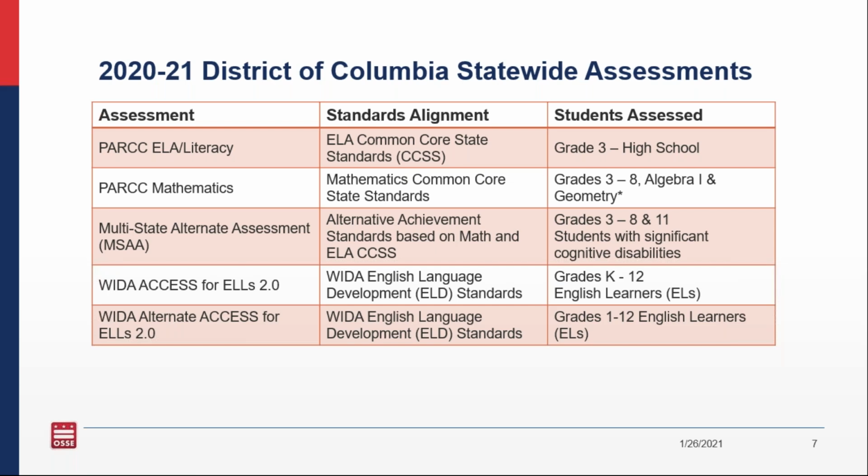We have our multi-state alternate assessment, also known as MSAA, for students in grades 3 through 8 and 11 with significant cognitive disabilities. They are aligned to our alternate achievement standards. We have our WIDA Access for ELLs 2.0 assessment for students in grades K through 12 for our English learners. And we have our alternate access for students in grades 1 through 12 for our English learners.